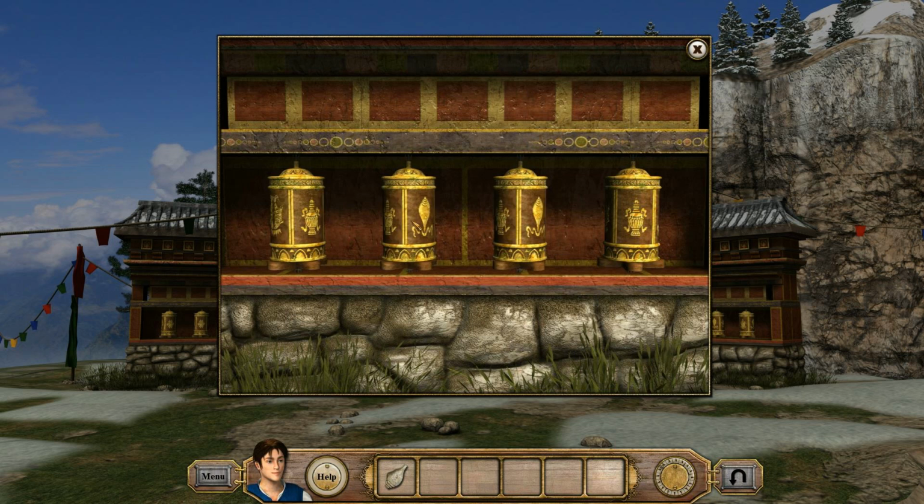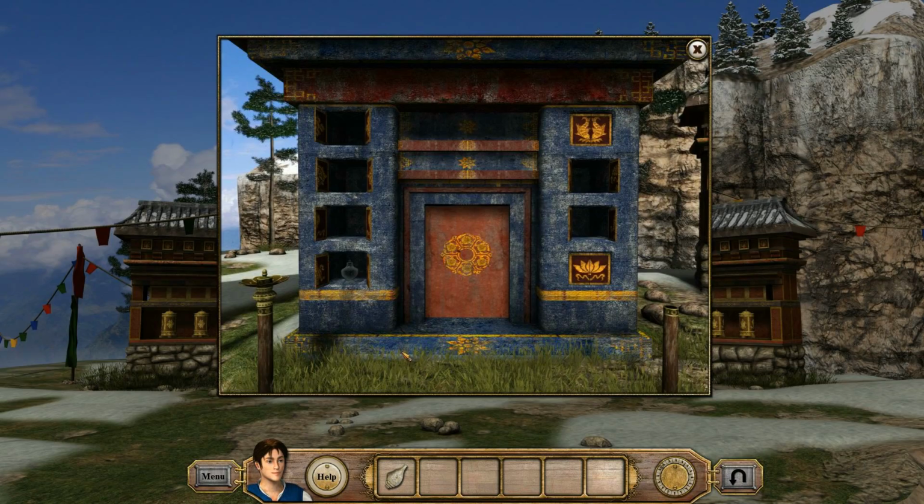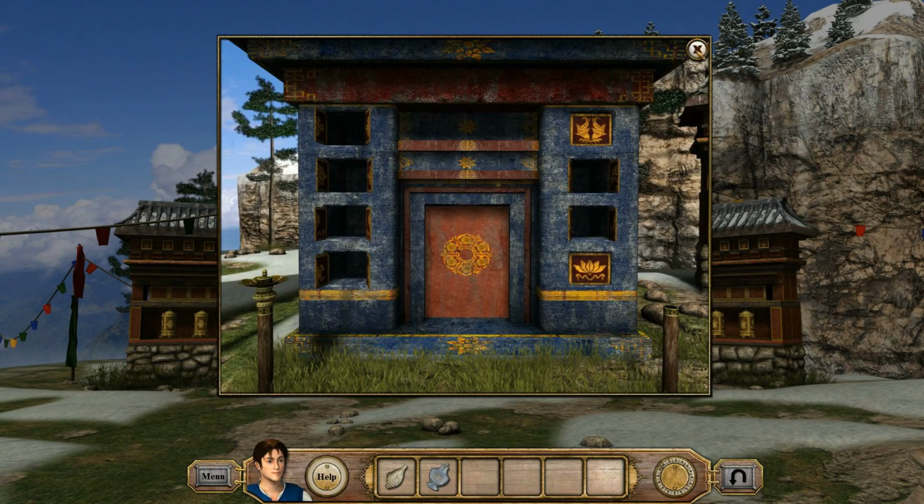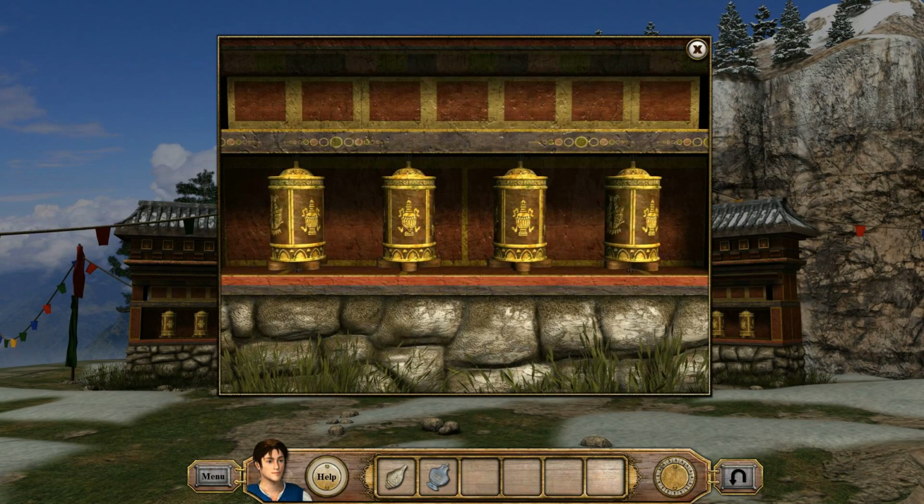Right, so the lantern. The lantern. The lantern. The wealth vase, or diamond chalice, is one of 8, also the attribute of deities that's specifically linked to prosperity. Fish or lotus. Fish.